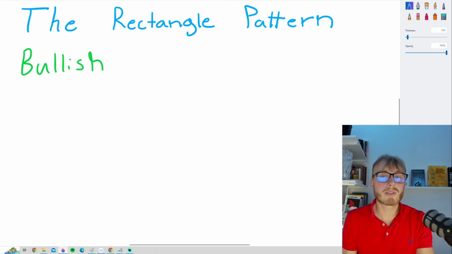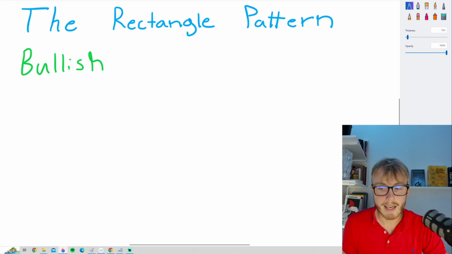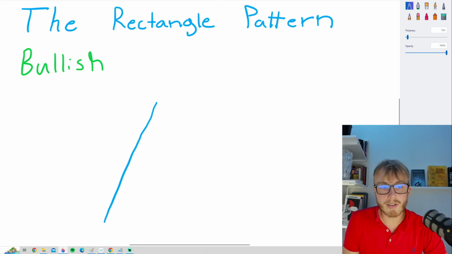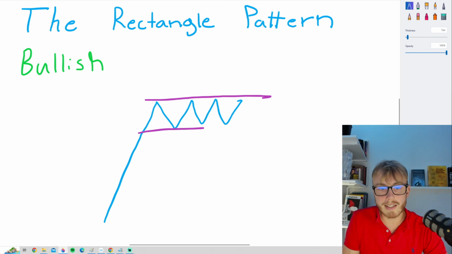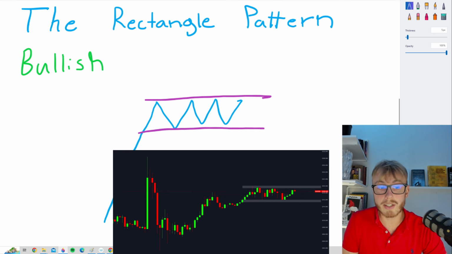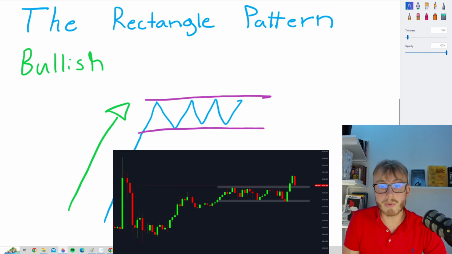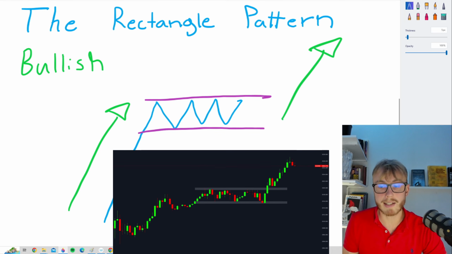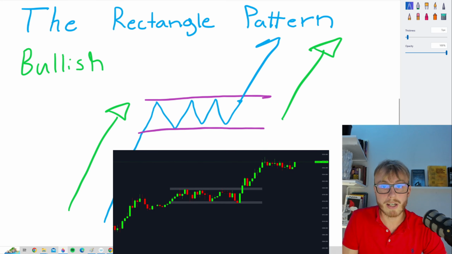The next pattern we're going to talk about is the rectangle pattern. This one is maybe not as common as the flag, but it is pretty similar because it looks like this. We have an impulsive move up once again, but then after a while the price starts going sideways like this. One important thing about this sideways movement is that preferably we want it to be pretty tight. So we want a tight range going sideways, and this one is also a continuation pattern, meaning that the goal of this pattern is to break out in the same direction as the trend. So the goal is to break here towards the upside.